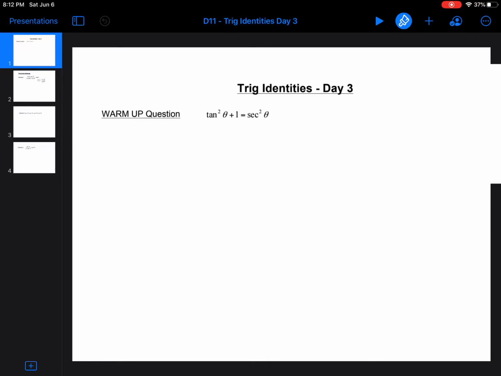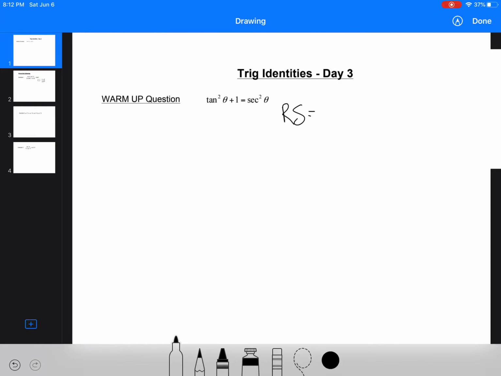Okay, so we're going to work on this trig identities day 3 now. The warm-up question here is actually quite simple if we work on it slowly and we change everything to sine and cos. So secant is 1 over cos, and then the left side is similar to that trick that we did at the end of the last note. So we get sine squared over cos squared plus, now I'm going to go straight to cos squared over cos squared.